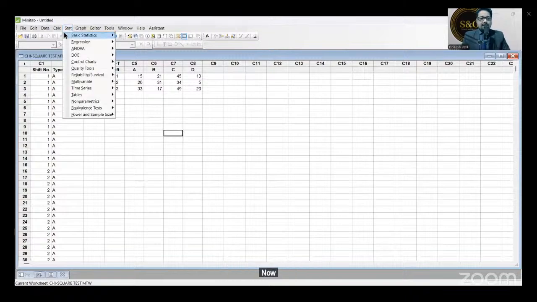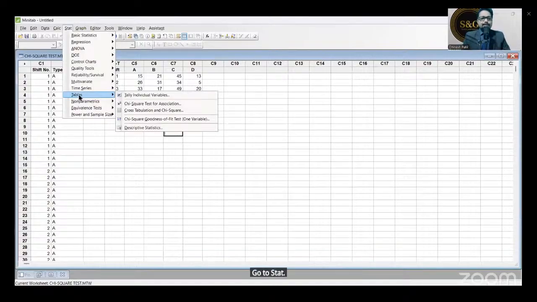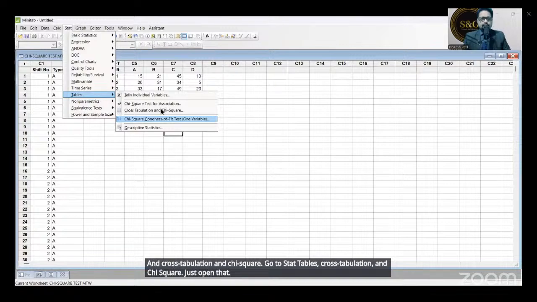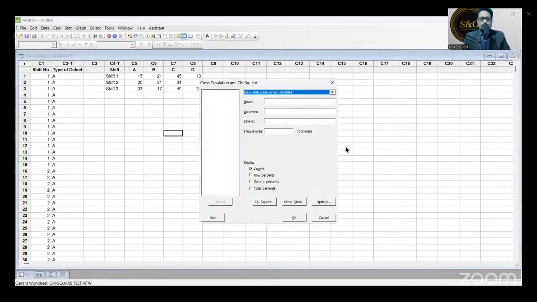Now here, a little different approach has to be taken. Go to stat, tables, and cross tabulation and chi-square. Go to stat, tables, cross tabulation and chi-square. Just open that. Now there are multiple options. Just go to the drop down menu.